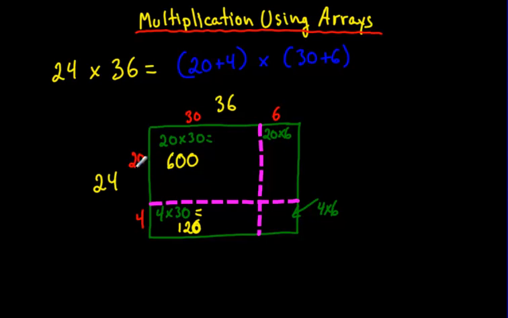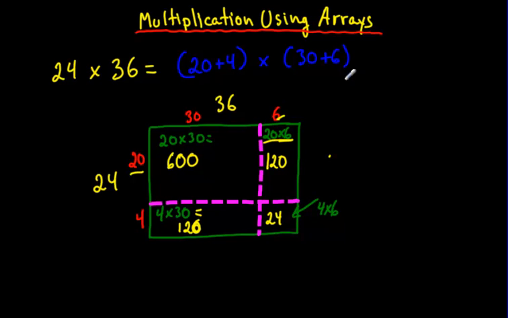Then I have 20 over here. Just make sure I'm back. 20 times 6, which is right in this area. 20 times 6, well, 2 times 6 is 12. 20 times 6 is 120 as well. And then our 4 times 6, our basic fact there, is 24.